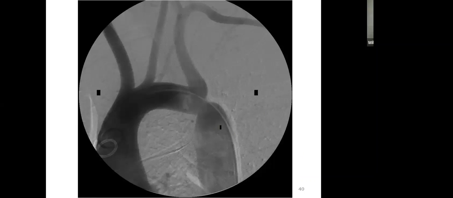And so here we can actually see this. This is very clear on this image. You can see the coarctation right there.